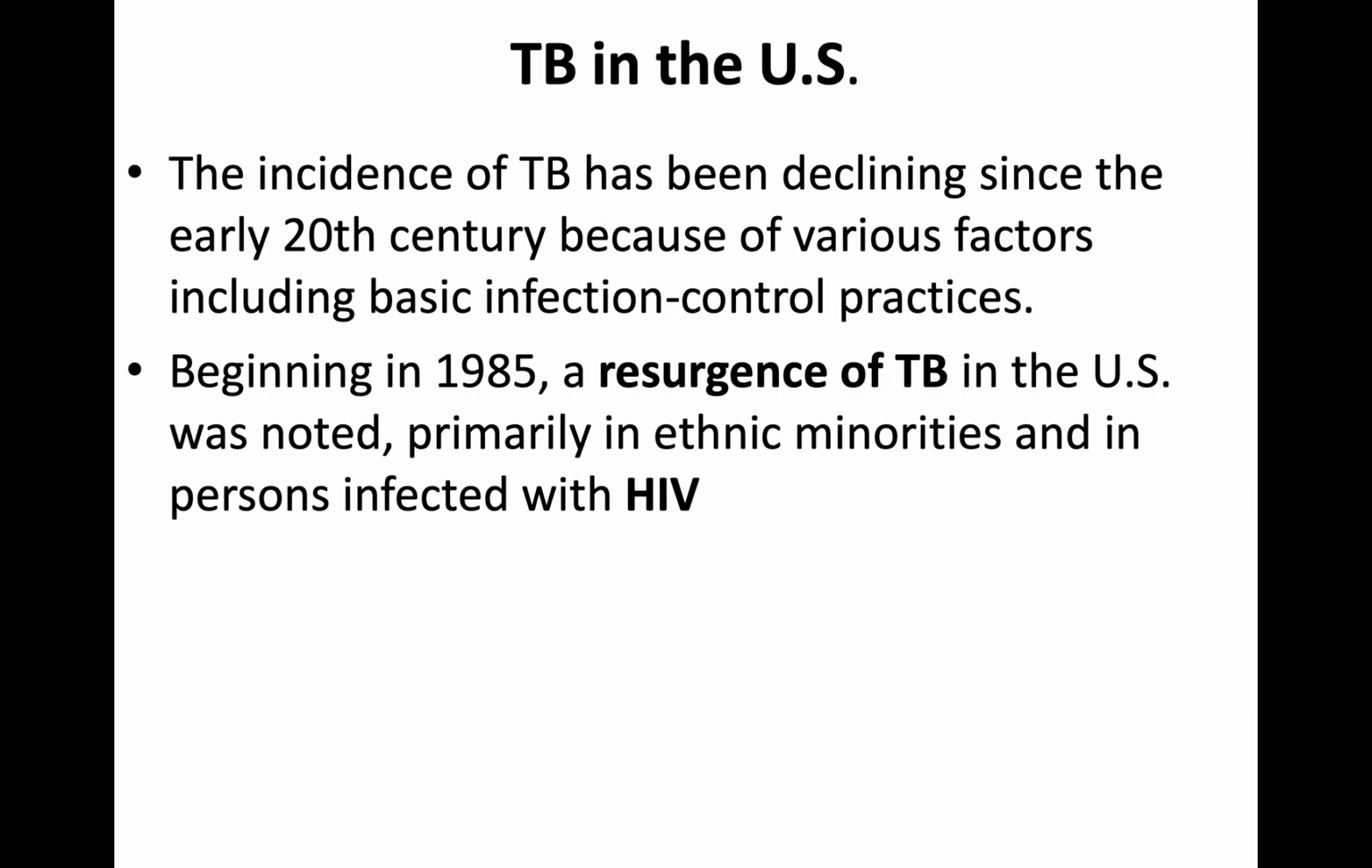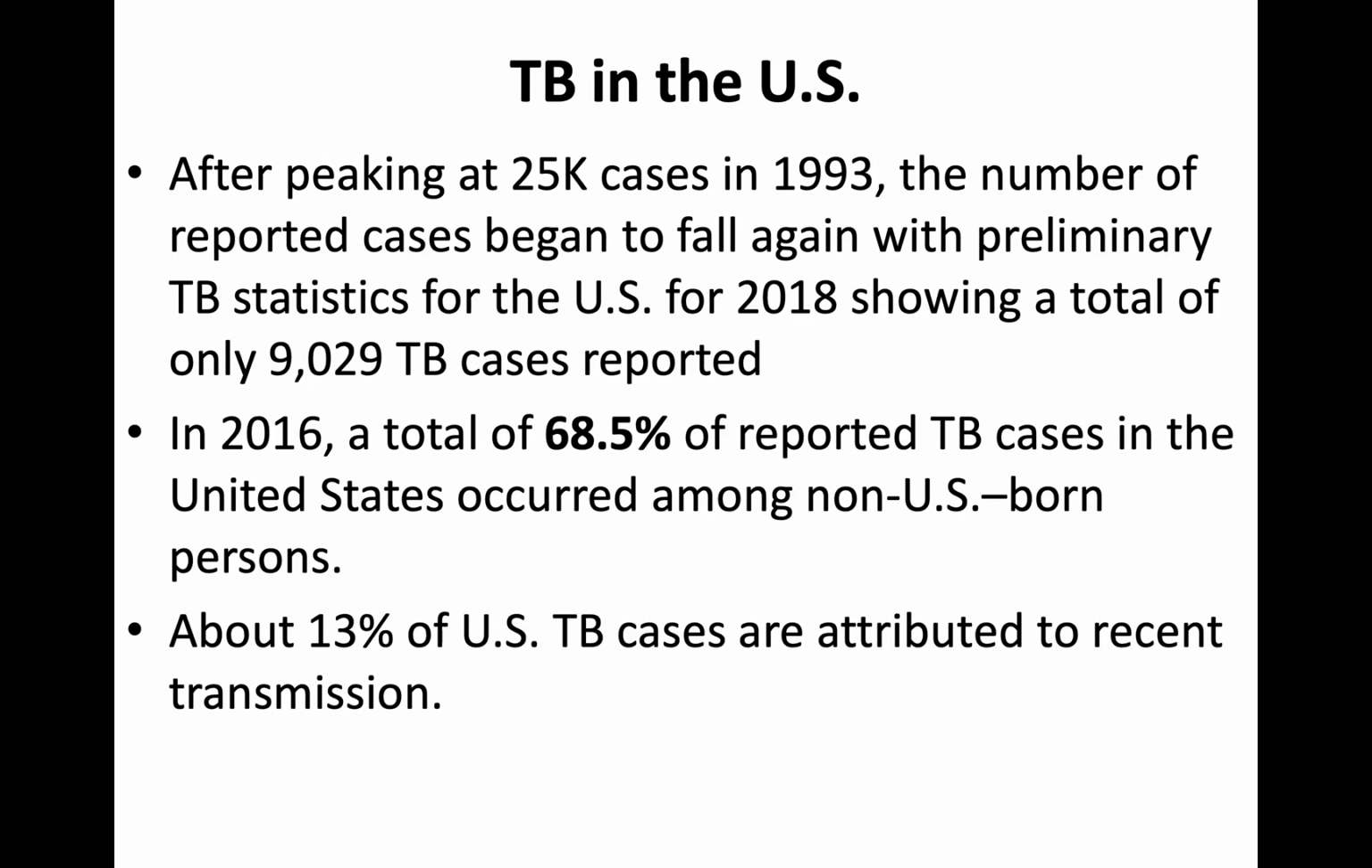About 10 to 15 million people in the U.S. have latent TB. TB declined since the early 20th century because of infection control practices, but in the mid-'80s there was a resurgence in TB, primarily because of the HIV epidemic. And also the TB bacteria started to develop resistance around that time. After peaking at 25,000 cases in '93, most recently, in 2018, we had about 9,000 cases of TB reported. About 70% of them were from non-US born people. And about 13% of the U.S. cases were recent transmission. So the thinking is that a lot of people perhaps immigrated to the U.S. with active TB.